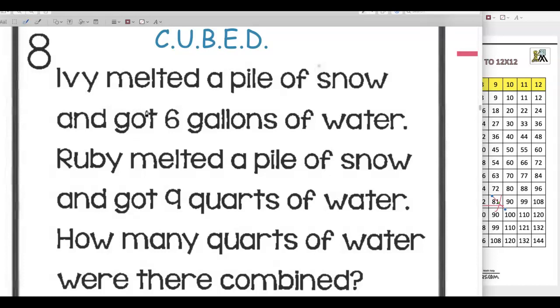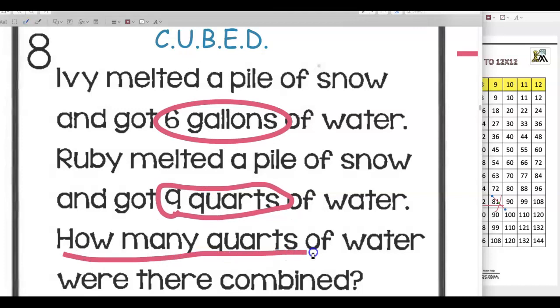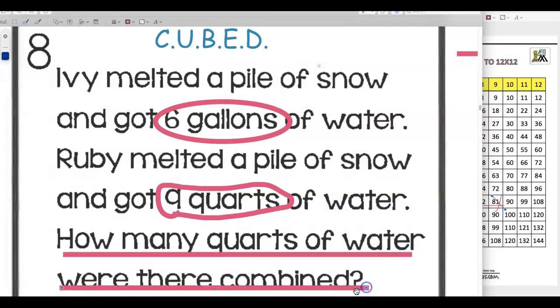I'm going to go back through, and this time I'm going to use the cubed strategy. I'm going to circle my numbers and units. Well, I saw 6 gallons. And I saw 9 quarts. Then it says underline the question. How many quarts of water were there combined?